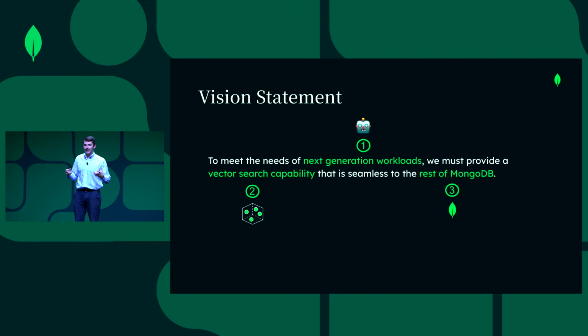And then finally, this isn't vector search dot local, this is MongoDB.local, right? It would be a little bit missing the point if we put something out that had these capabilities, but didn't really feel like MongoDB. It felt like I was learning something else. So we'll talk a little bit about what it means to be seamless as well.